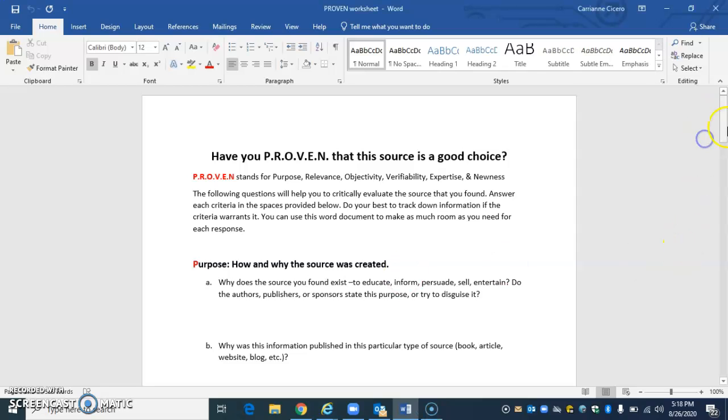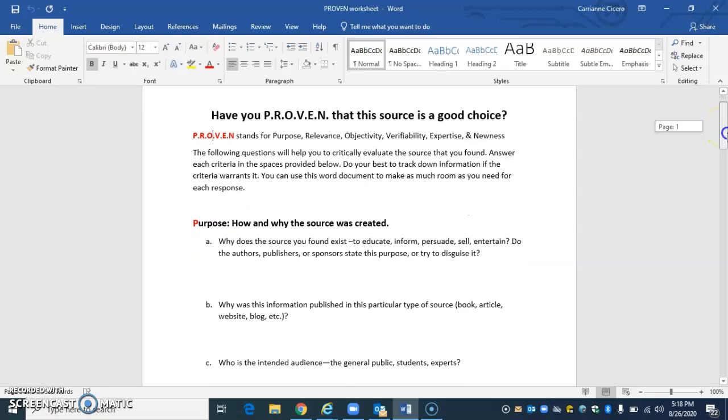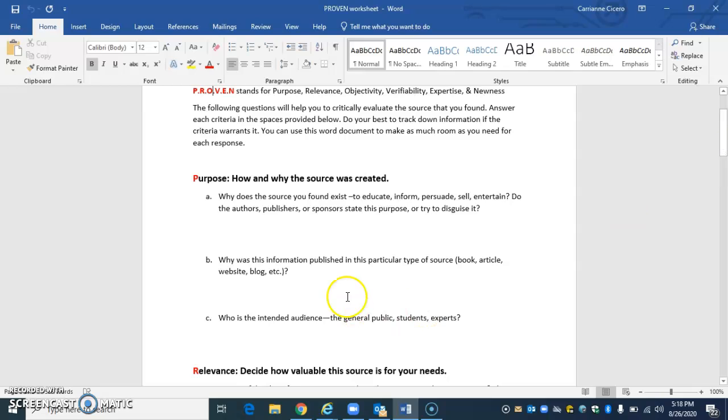So it goes through and it asks about 3 questions for each part of the acronym. And I don't expect your answers to be long. For example, this one here, who is your intended audience? You know, just a sentence for each will be perfect.